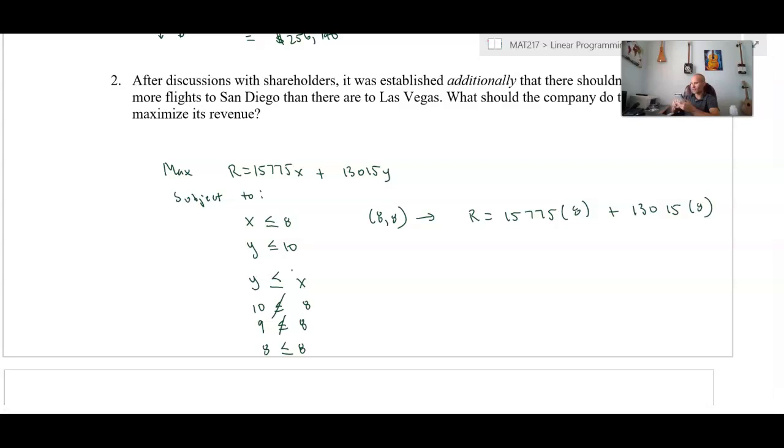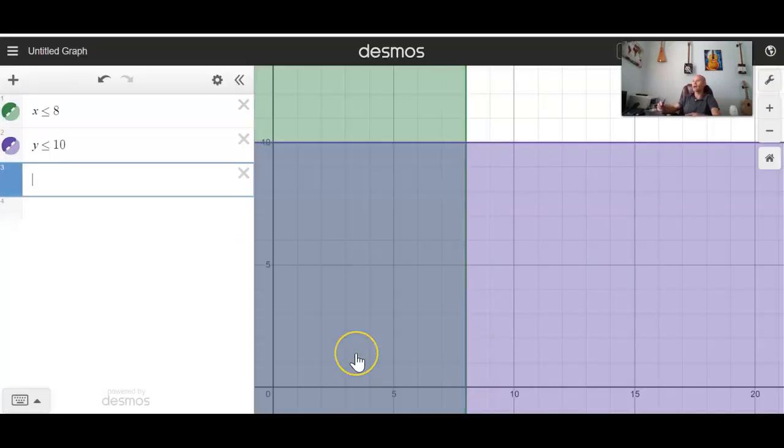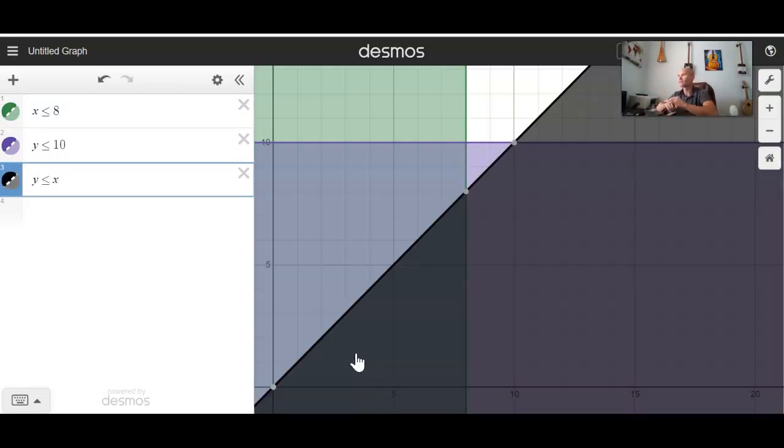So if I make each of these variables 8, I will get a smaller revenue than we did in problem 1, but now, because of this new constraint, I'm limited even further. So that's going to be my maximum possible revenue in this case. Well, let's do this intuitively again. Let's come back here, and now let's graph y is less than or equal to x. Okay, y is less than or equal to x.